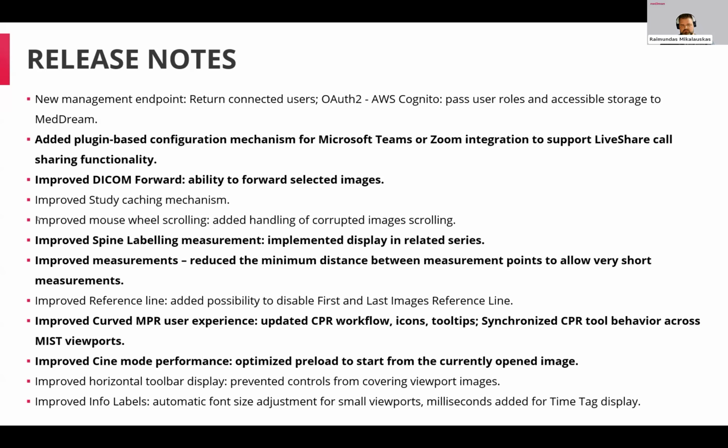We had some issues with mouse scrolling when some images were corrupted. So we improved this functionality, and if with mouse scroll we are jumping to a corrupted image, the system tries to go to the next one, to the next one, to the next one. Of course, if 4 or 5 instances are corrupted, then we get stuck, but at least the system tries to move to the correct study.